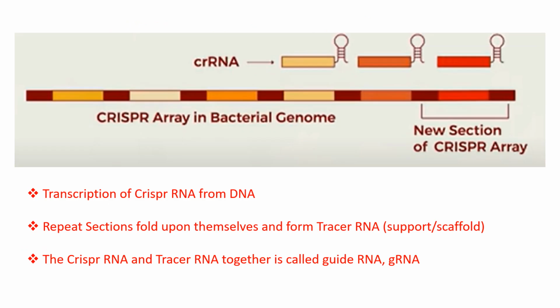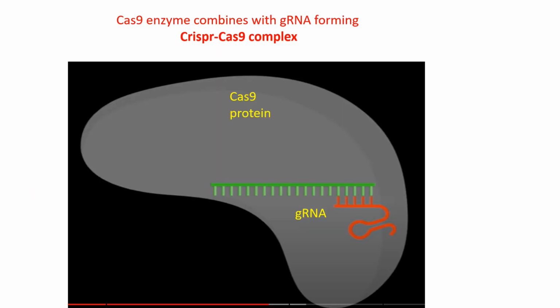Next, the bacteria transcribes its spacer DNA into RNA, or called CRISPR RNA. The nucleotide sequence of the repeats folds upon itself and forms a tracer RNA and attaches to the CRISPR RNA. Tracer RNA provides support to CRISPR RNA. Together, they are called guide RNA, gRNA. The guide RNA is encased in another nuclease enzyme called Cas9. This complex is called CRISPR-Cas9 complex.